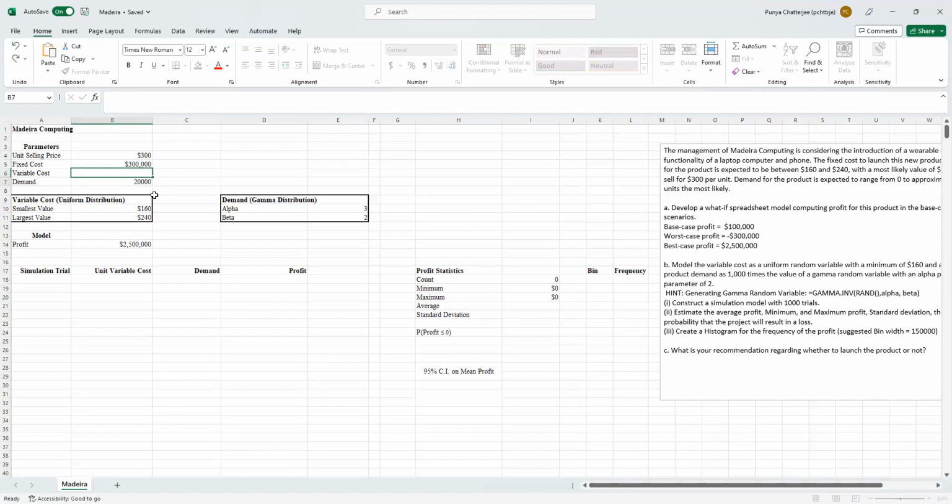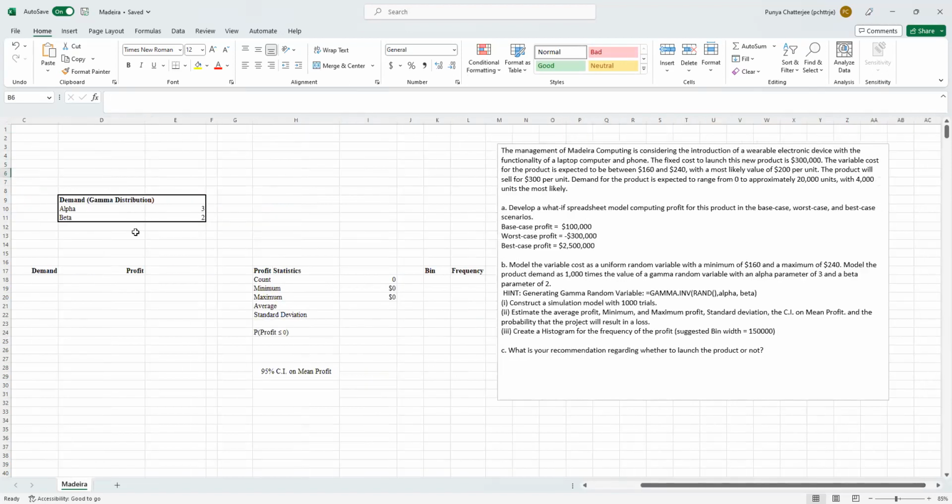So we are going to generate that random value using a distribution. What the marketing team has decided is that they want to model the variable cost as a uniform random variable with a minimum of 160 and a maximum of 240.